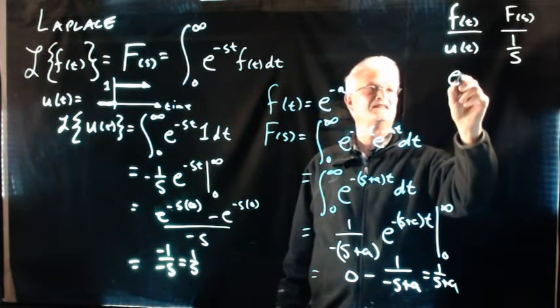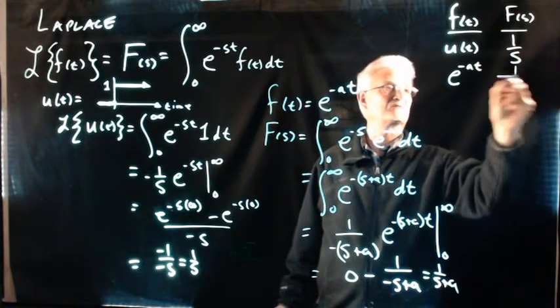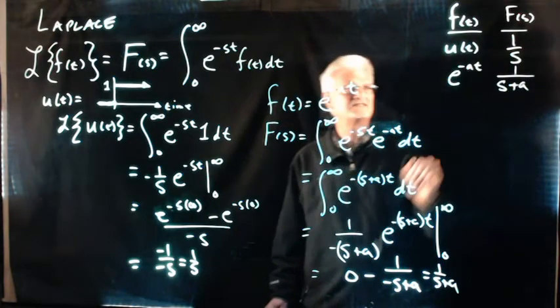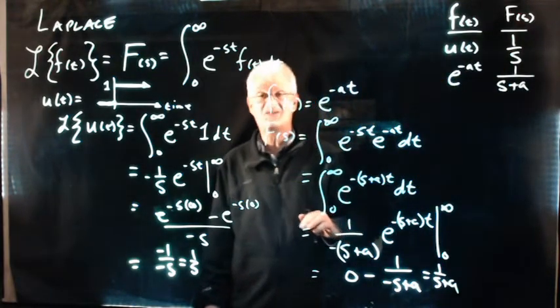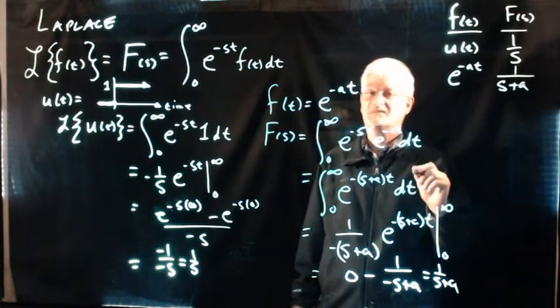We're going to say e to the minus at, and the Laplace transform of that is nothing more than 1 over s plus a. So now we have at least two. Actually, these are the two that we can probably do. And there's one more that seems like it should be easy, but it's not easy.